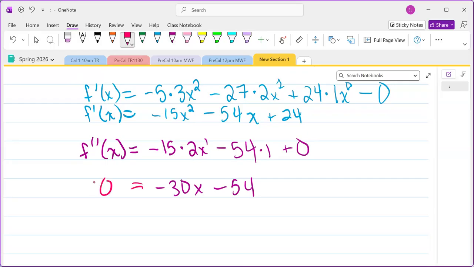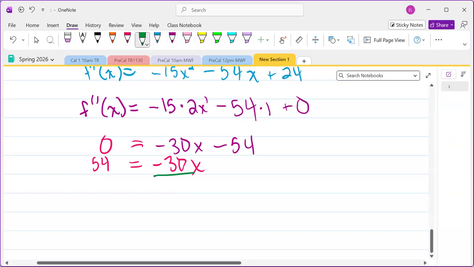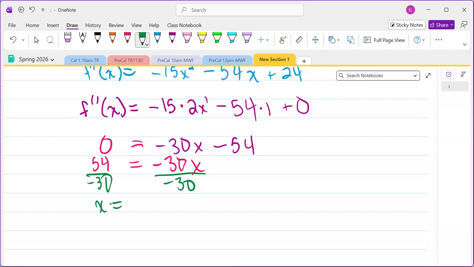The second derivative test says find the critical value by setting it equal to 0. So I'm going to add the 54 over, and then divide by the -30. WebWork will be perfectly happy to take 54 over -30, but it does technically reduce. They're both divisible by 6, because they're even and multiples of 3. 6 goes into 54 9 times, and 6 goes into 30 5 times. So our x value is -9/5.